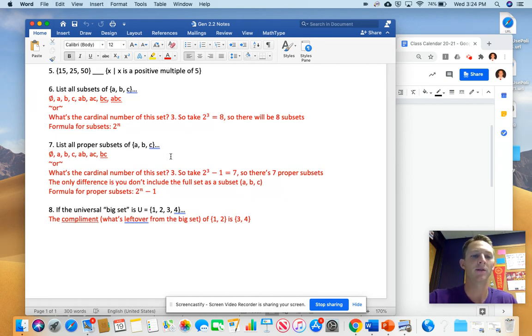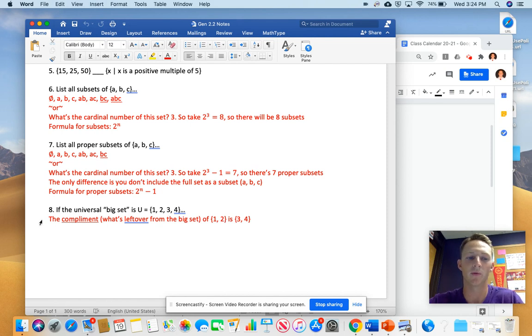Kind of talked about this earlier at the top. What's that big set called? It's just the universal set. In this example, we call it U. Before, you've seen it represented as like S for set, or S equals 1, 2, 3, 4. Here we're just calling the universal set U for the universal set 1, 2, 3, and 4.